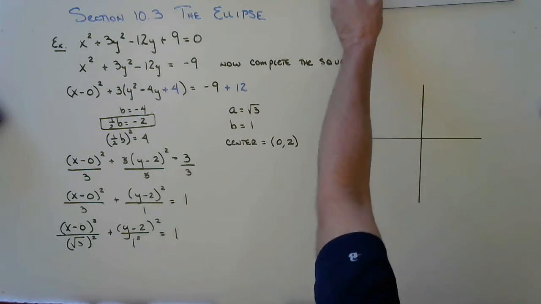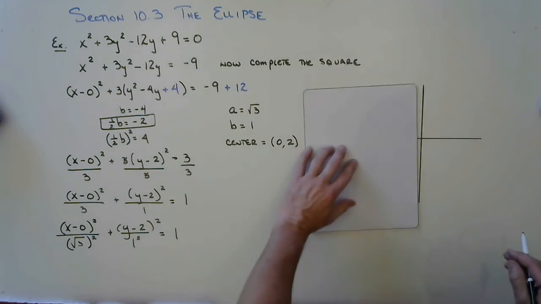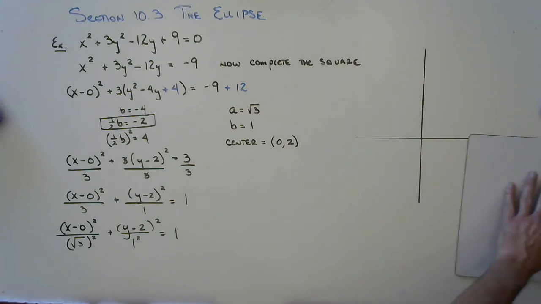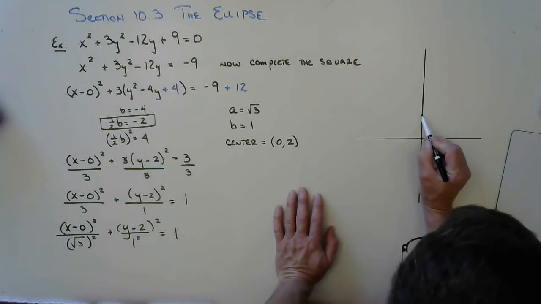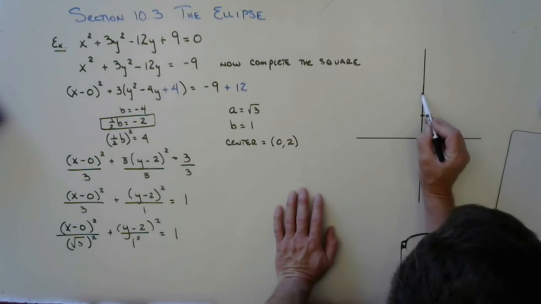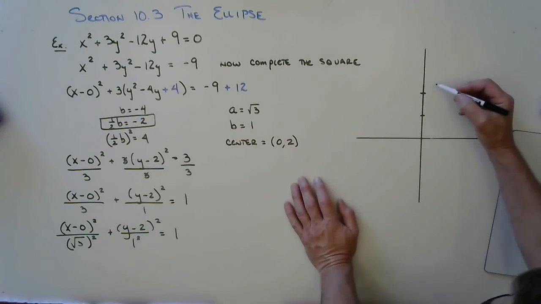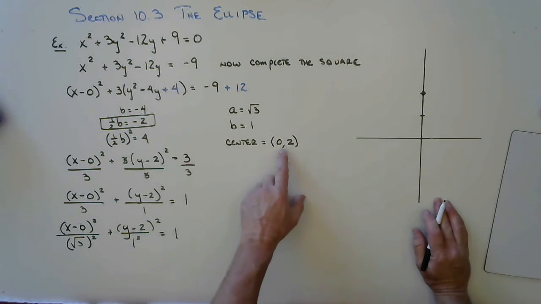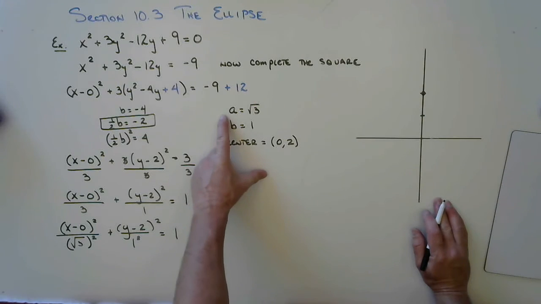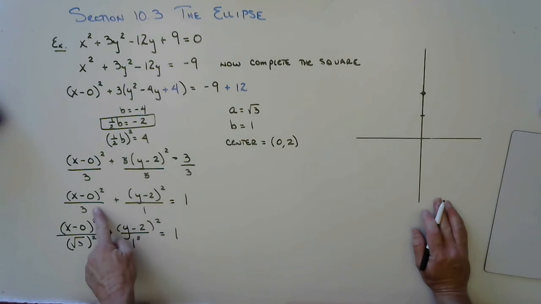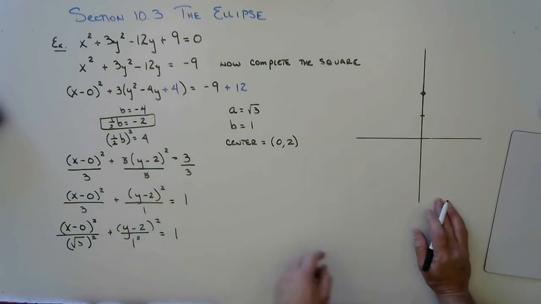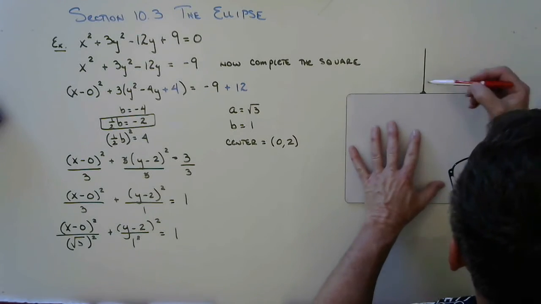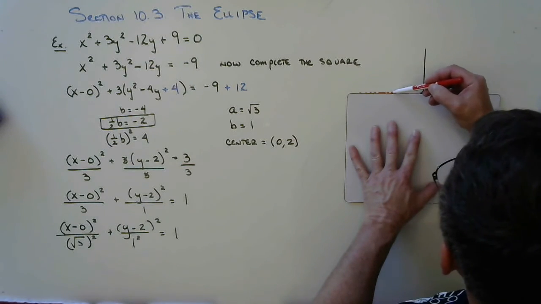All right. We know where our center is. Our center is x is 0, y is 2. So let's go up here 2. That's going to be our center. Now, a is the bigger. A is under x. So our major axis is going to go in the x direction. So I'm going to take my red pen and draw a little dashed line here in the x direction, just a dashed line like this.